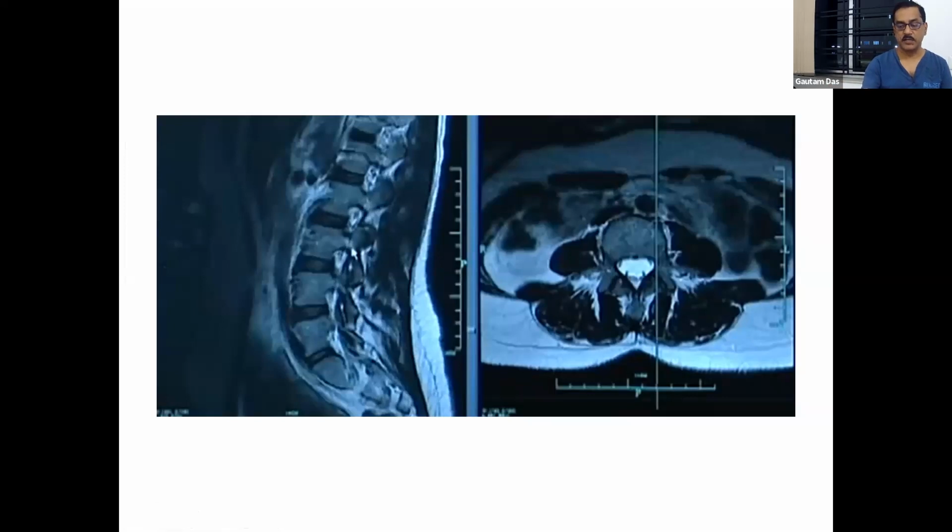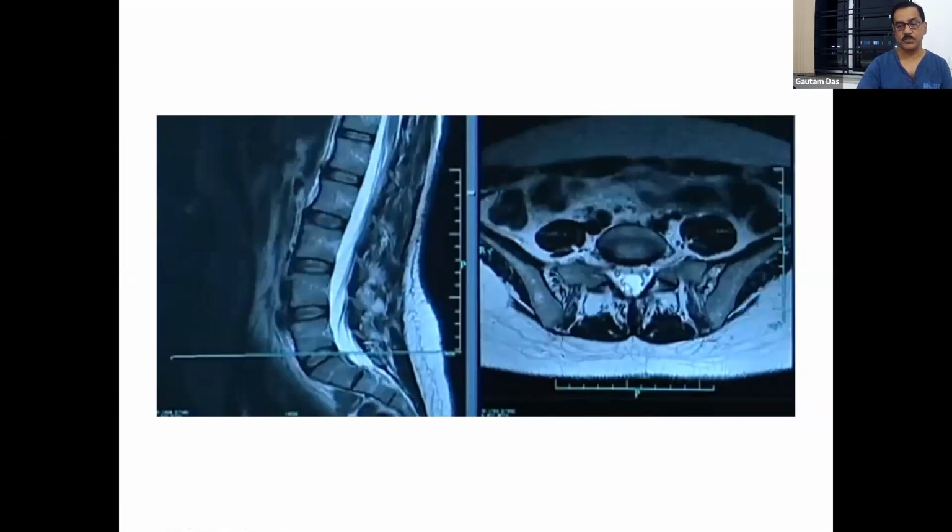Then to the other side. Always remember, this side is your right side, this side is your left side. So this is on the other side. You can see from one pedicle to another pedicle is your foramina. We have the nerve root there and the fat tissues are there.